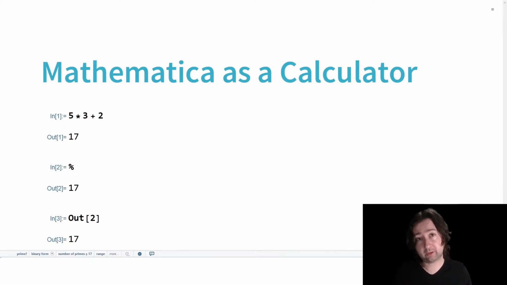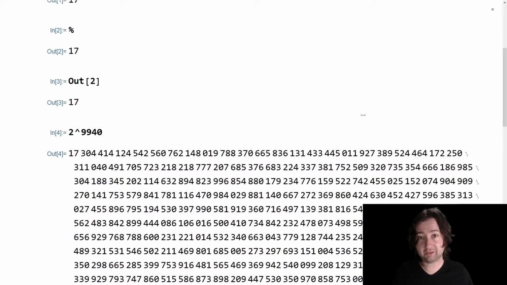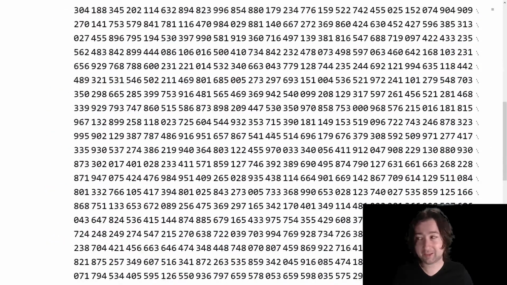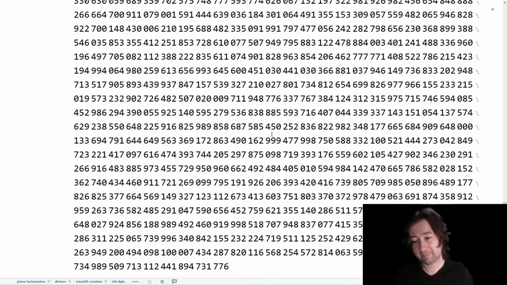While we're here, I should point out that functions in Mathematica always start with capital letters. So Mathematica can handle computations of pretty incredible size. So this number is quite large. It just keeps going and going. And so Mathematica's got a pretty high degree of precision in a lot of these things.